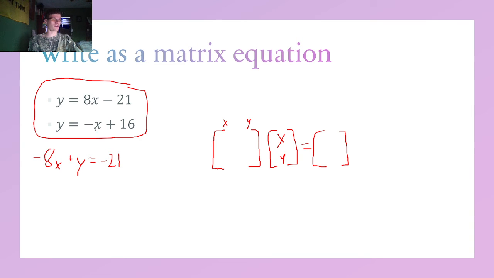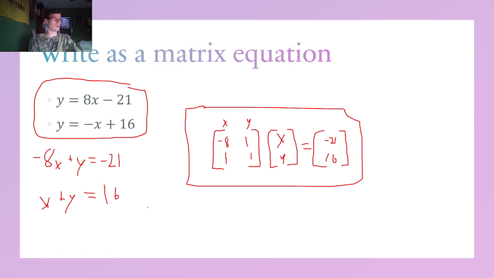I took the 8x to the other side. x plus y equals 16, okay? So -8x plus y equals -21. So you have your -8, 1, -21. And then here you have 1, 1, 16. That is your matrix equation. So change these to regular form before you just plug them into the matrix equation.